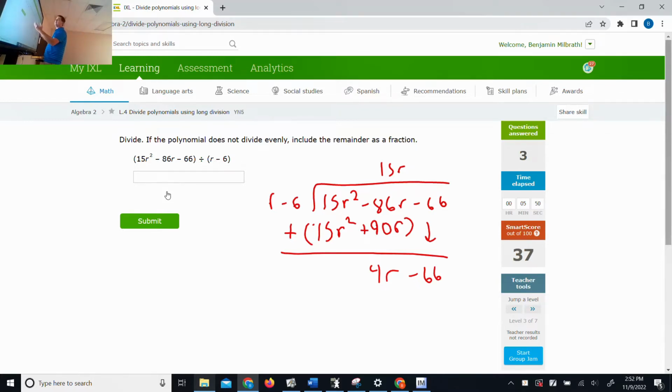Now I have a new goal compared to the last couple of them. I'm going to turn this r into a 4r, and I do it by multiplying by 4. When I distribute that 4, I'll get 4r minus 24.